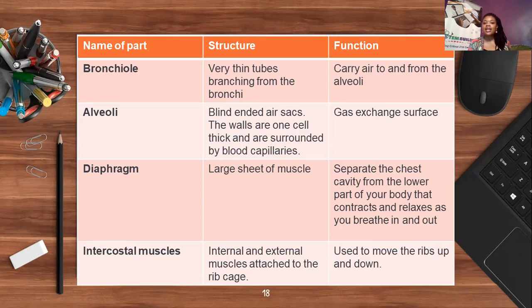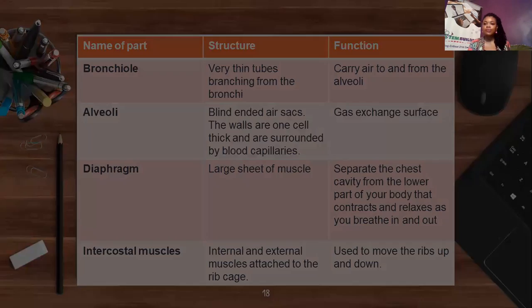So your diaphragm now is a large sheet of muscle that separates the chest cavity from the lower part of your body, and it contracts and relaxes as you breathe in and out. Then you also have intercostal muscles, which are internal and external, and they're attached to the rib cage. So they help to move the ribs up and down. If you have done the skeletal system before, or when you get there, you recognize that bones cannot move on their own. So they need muscles attached to them, and those muscles contract and relax to allow them to move.